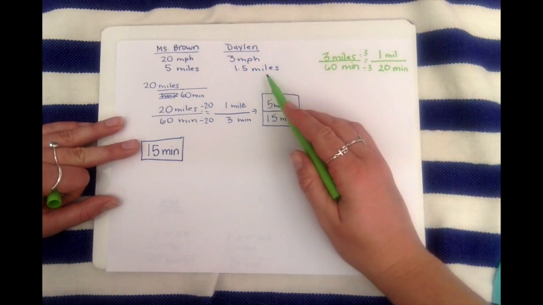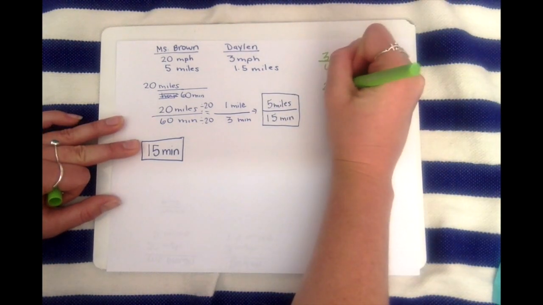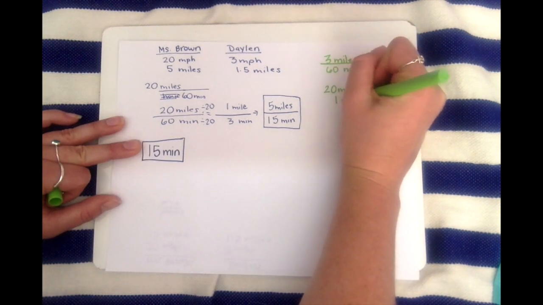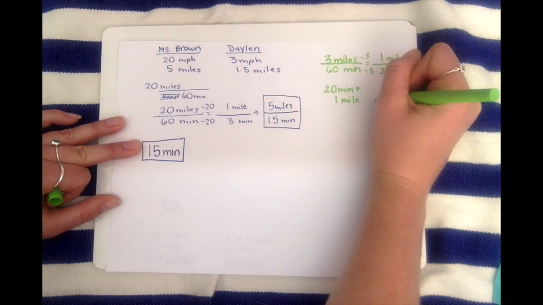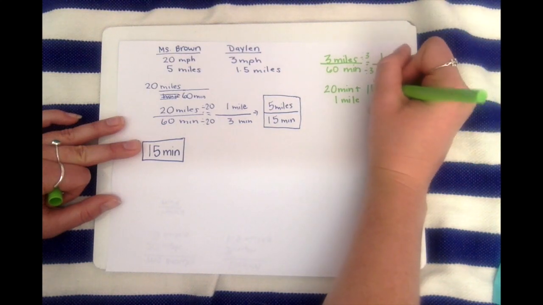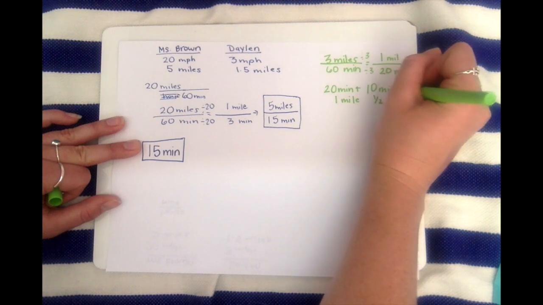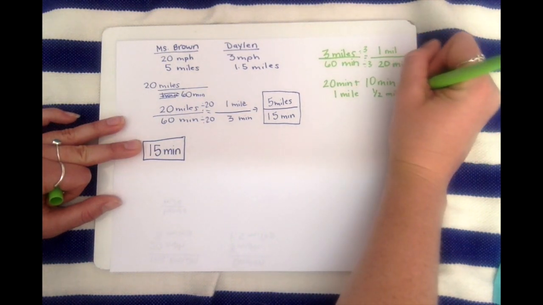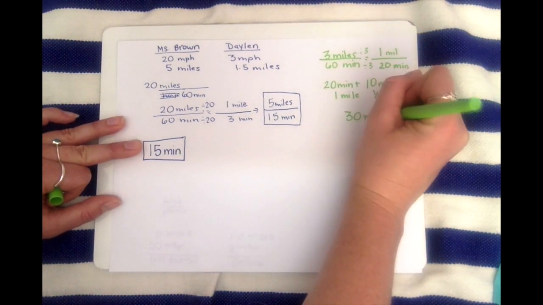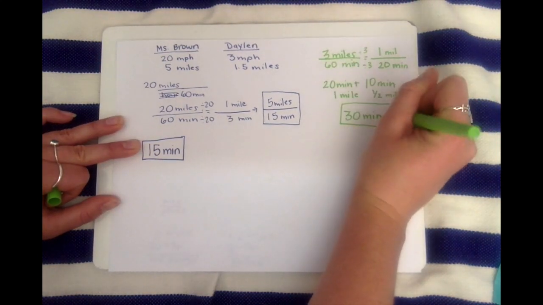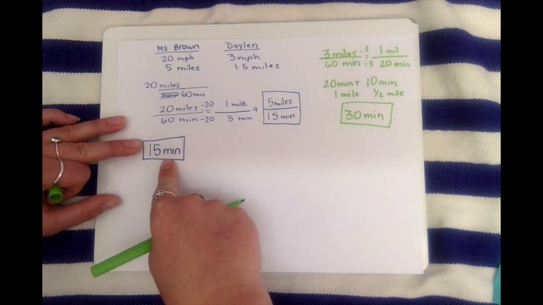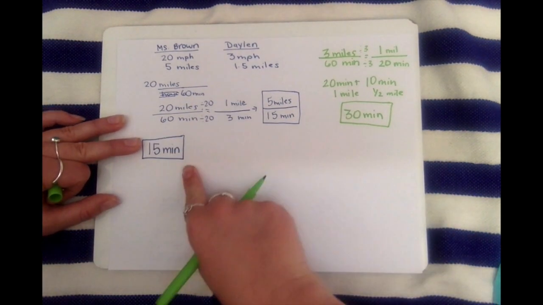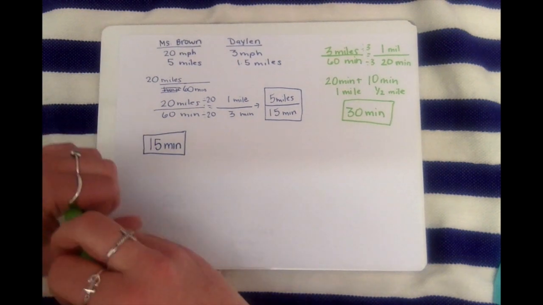And if she goes 1.5 miles, that will be 20 minutes for 1 mile plus a half of that for half a mile. So half of 20 is 10. So 20 minutes for 1 mile, 10 minutes for half a mile. That's going to take Daylin a total of 30 minutes to get to the coffee shop. So I get there in 15 minutes biking 5 miles. She gets there in 30 minutes by walking 1.5 miles. I clearly get there faster. I actually get there in half the time that she does.